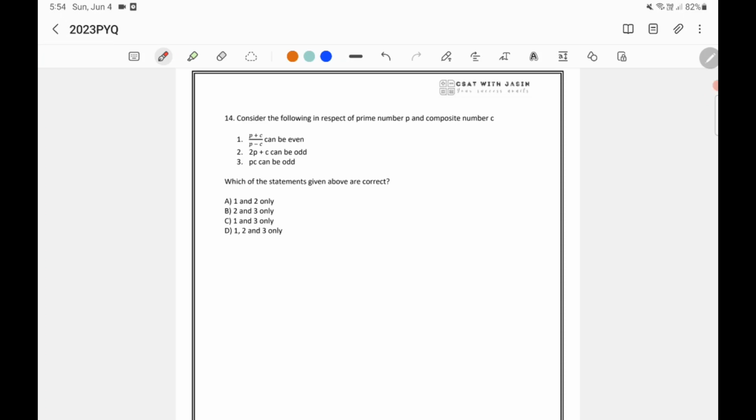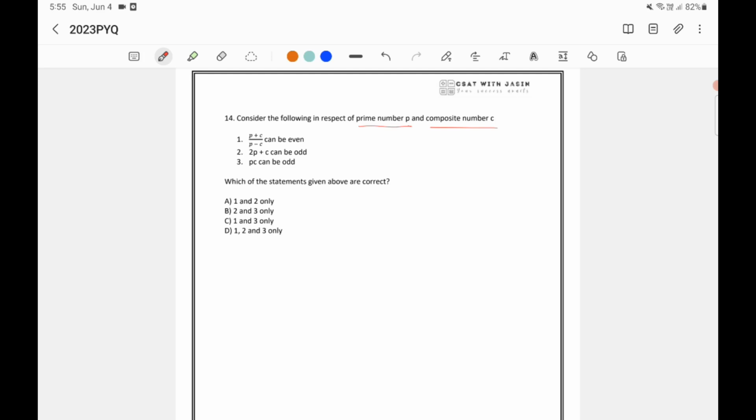Consider the following in respect to prime number P and composite number C. So again, I am telling you that you have to be thorough with the concepts of what is a prime number, what is a composite number, what is a natural number, and the concepts of odd number and even number. These types of things are what UPSC is repeating in many questions. So that is very important.